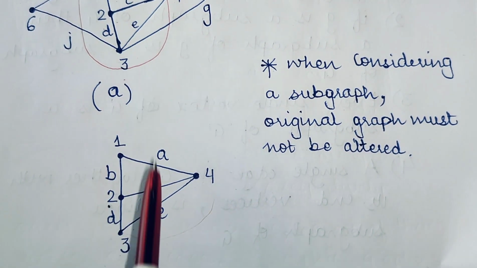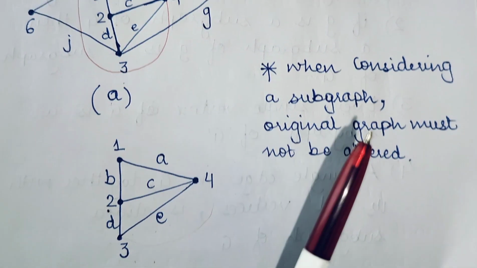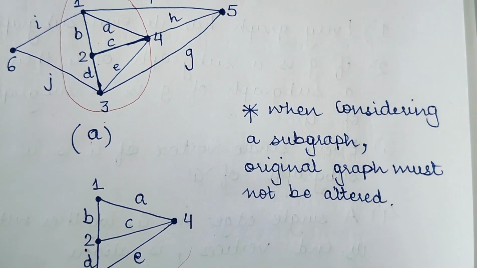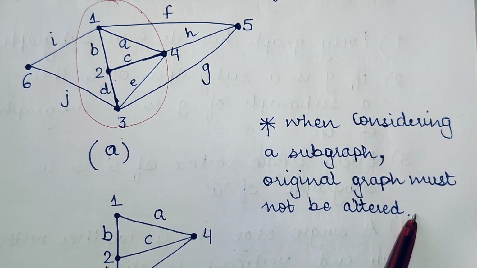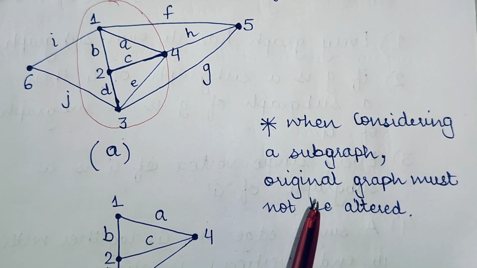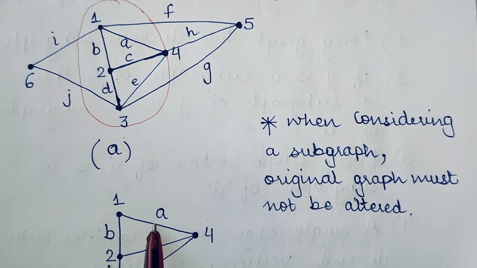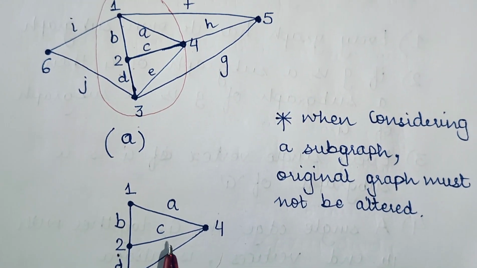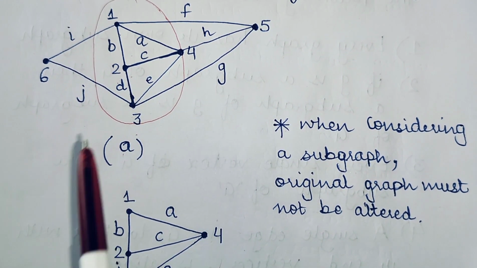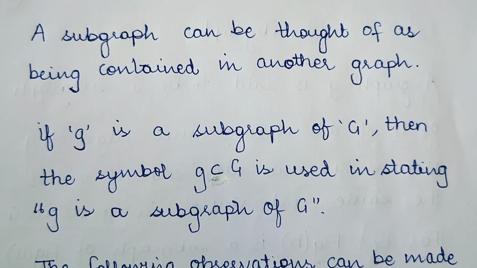You just cut it and put it here. Nothing has been altered. So whenever you consider a subgraph, you must consider the fact that the original graph does not get altered. So such a graph in figure B can now be called the subgraph of the graph in figure A. So this is the concept of a subgraph.